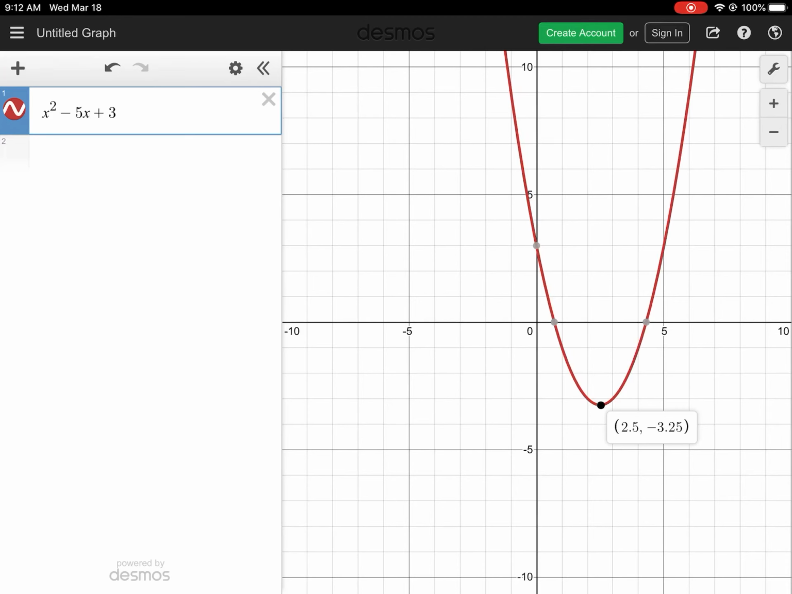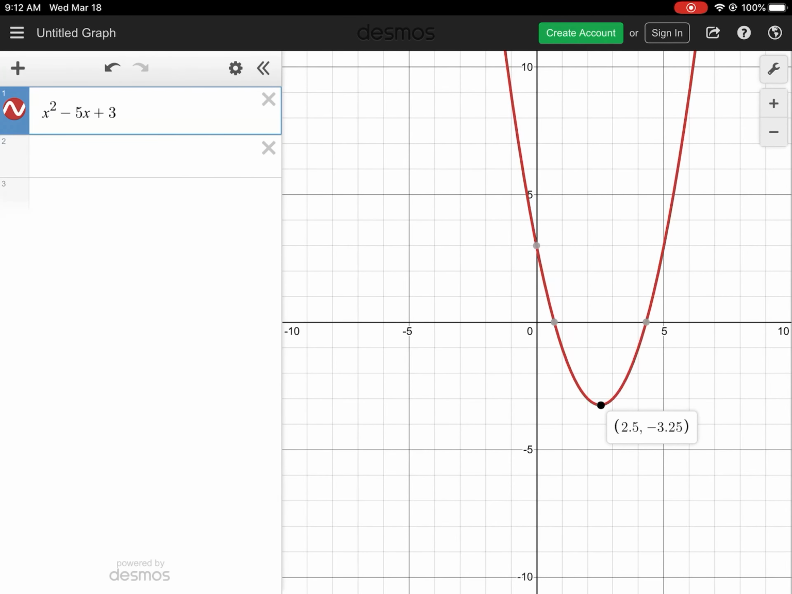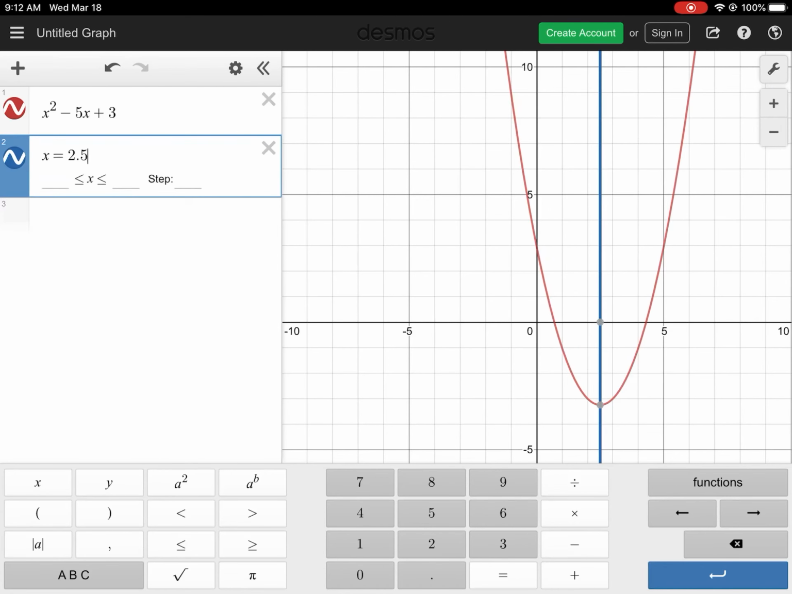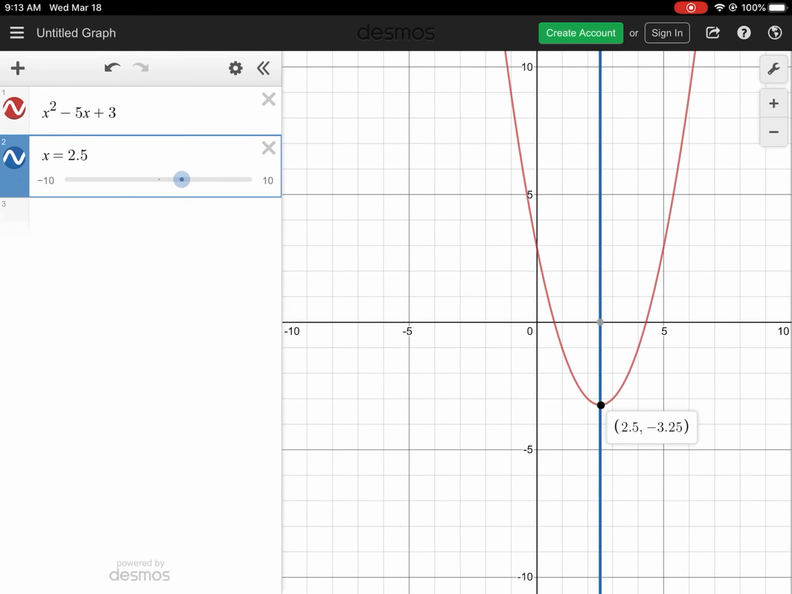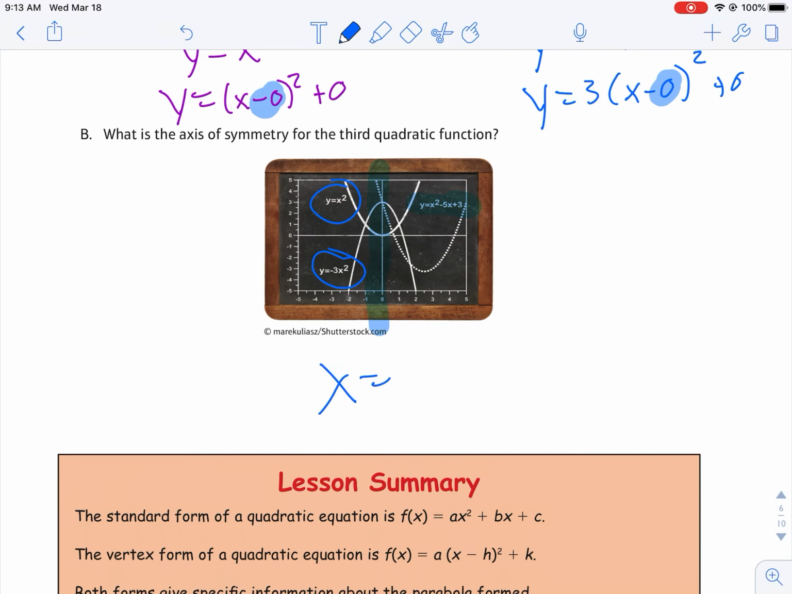So the axis of symmetry is going to be that vertical line that goes through the vertex, x equals 2.5. There we go. We also could have looked down here at our units. We know that this axis of symmetry is right between 2 and 3, so that's going to be 2.5.